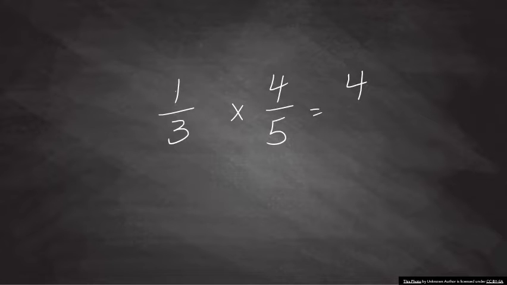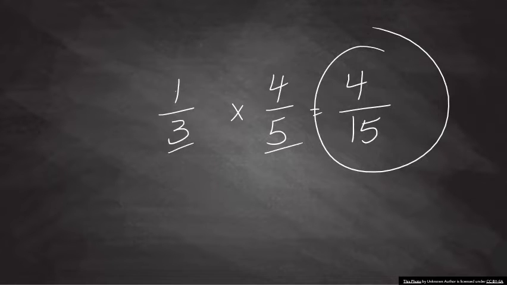First, let's review multiplication of fractions. When we multiply fractions, like 1/3 times 4/5, we don't have to have common denominators or anything. We just simply multiply our numerators. 1 times 4 equals 4 is our numerator. And then we look at our denominators. 3 times 5 is 15. So the product of 1/3 and 4/5 is 4/15.